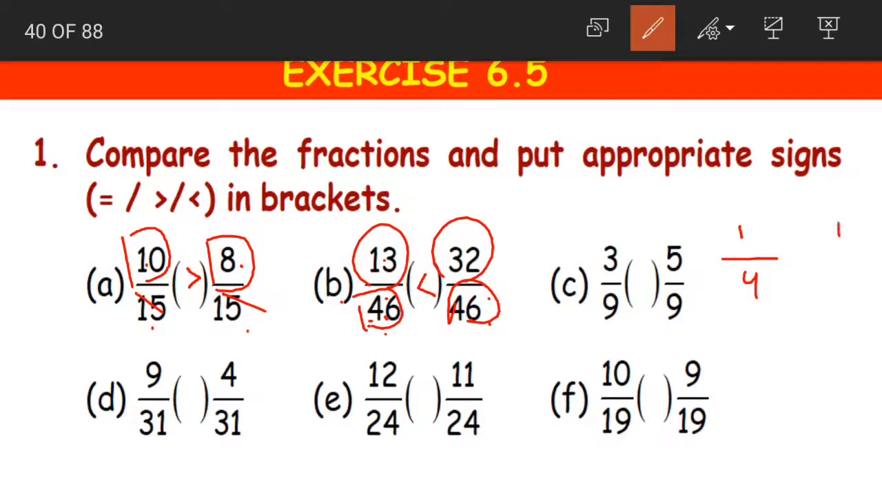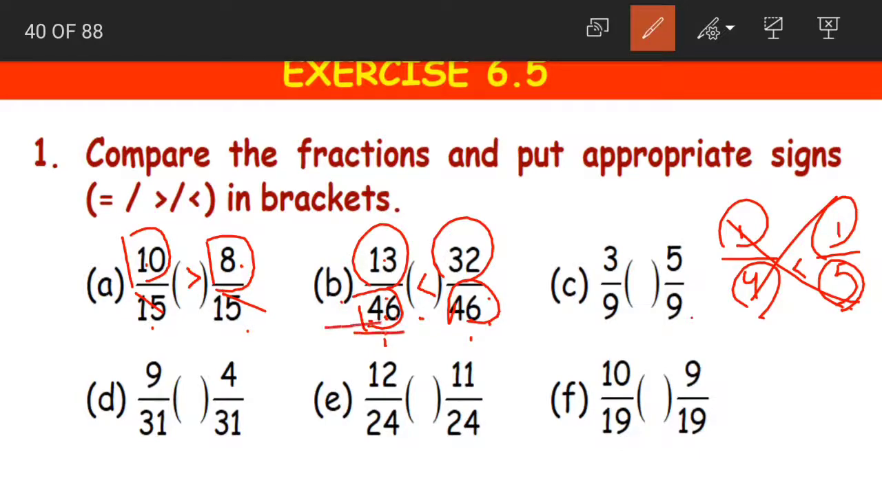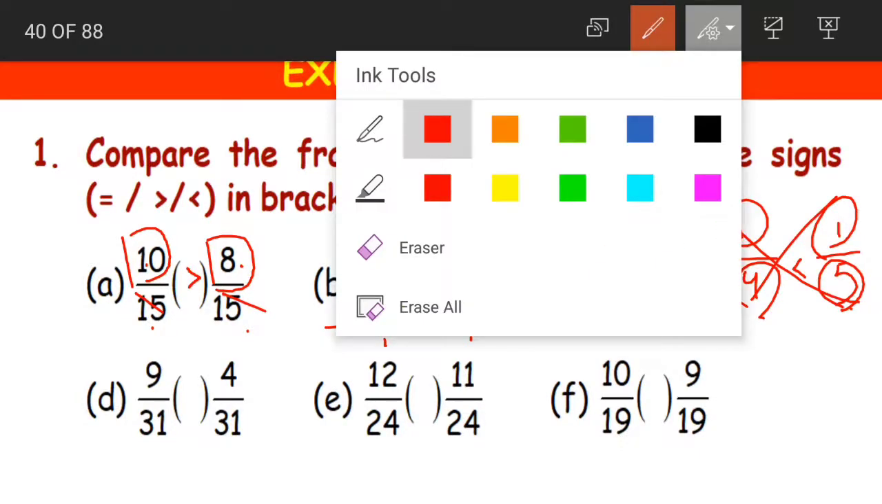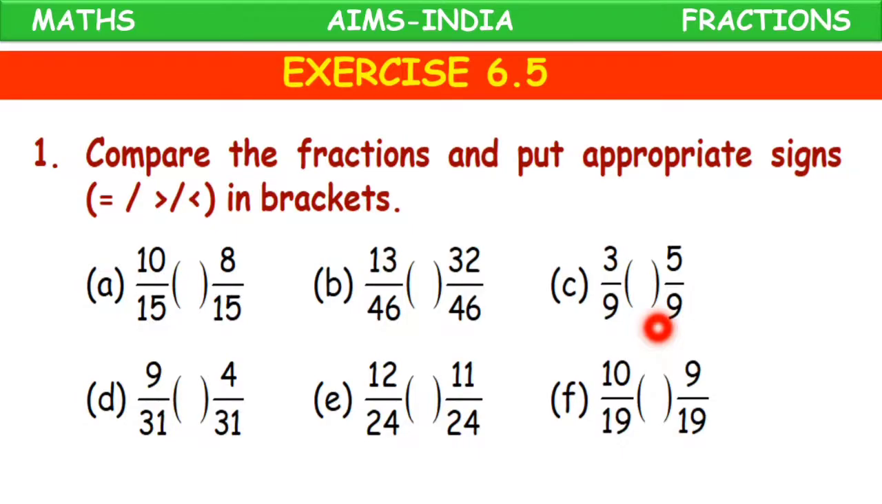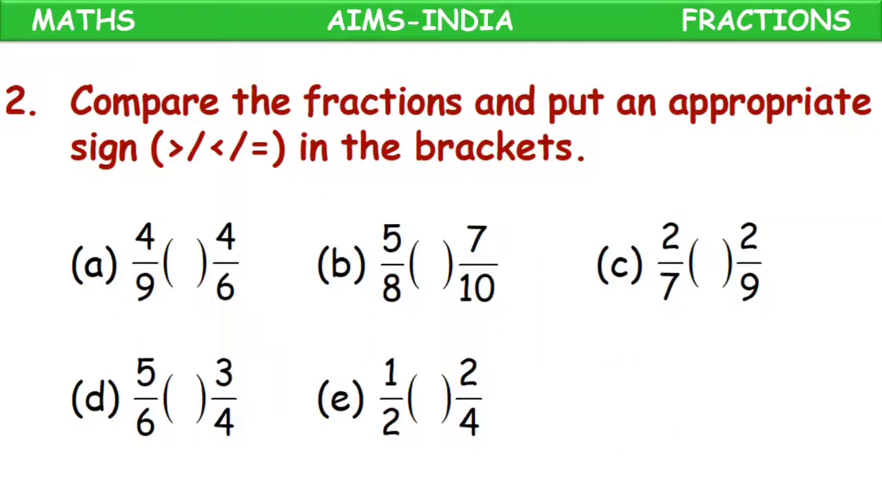Suppose you have 1 by 4 and 1 by 5, where the numerators are the same, you cannot apply this rule. You cannot just simply compare 4 and 5. 4 is less than 5, so 1 by 4 is less than 1 by 5. You cannot do this, children. That is wrong. This is applicable only when the given fractions have the same denominator. Understood? And I hope you can solve the remaining problems.